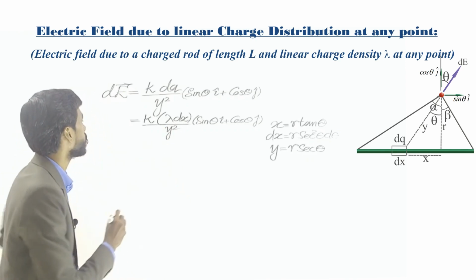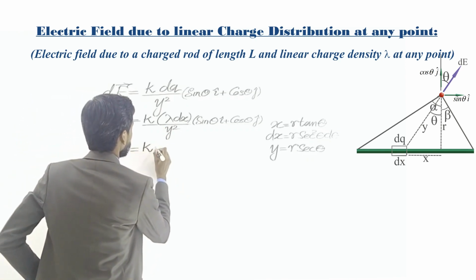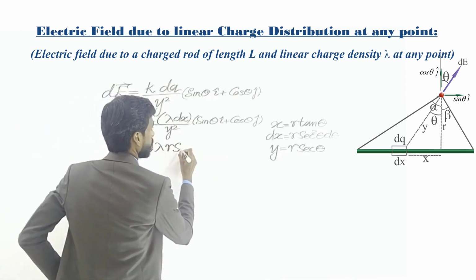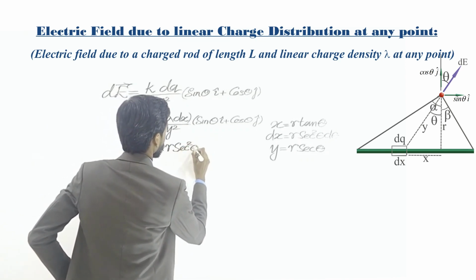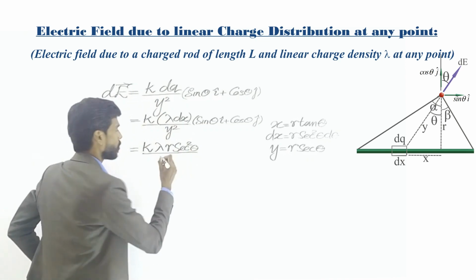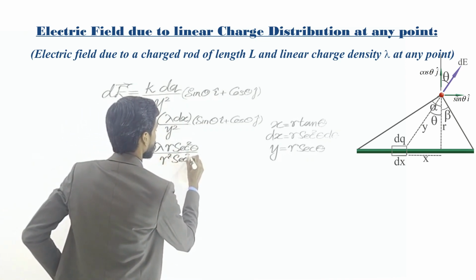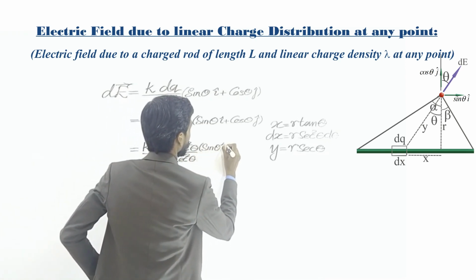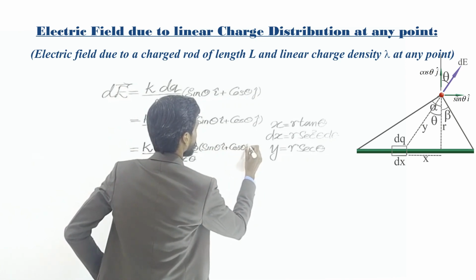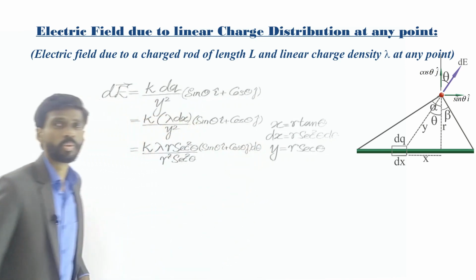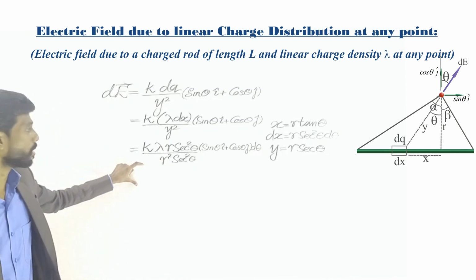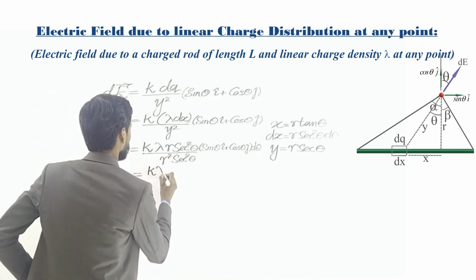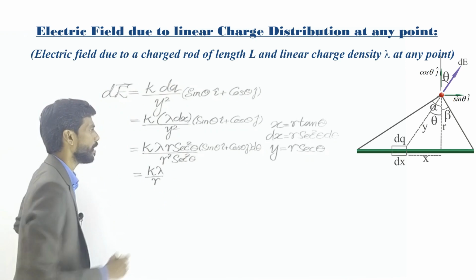So let us substitute here. This will become k lambda, and dx here is r secant square theta, divided by y square. y square is r square secant square theta, and d theta here, times sin theta i cap plus cos theta j cap. Now let us simplify this and do the integration. The secant square theta gets cancelled, one r gets cancelled. So this is simply k lambda divided by r.